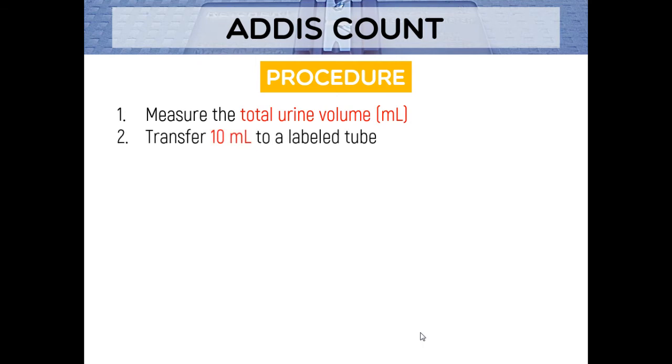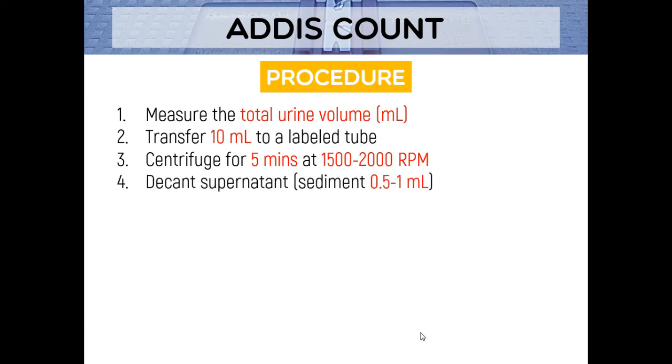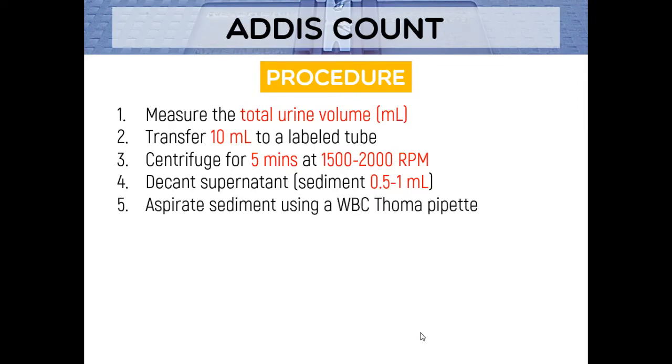Next, we only need 10 ml sa labeled tube, okay? And then we subject it to centrifugation for 5 minutes at the normal na settings, of course, at 1500 to 2000 RPM. Of course, decant the supernatant, di ba? Bottoms up, na mabili na lang is 0.5 to 1 ml na sediment volume to be examined. And then aspirate using the WBC Thoma pipette. Wala na tayo gamito ng mga reagents para sa inyong hema. Alright, so wala ray reagents. Aspirate diretso sa WBC Thoma pipette.